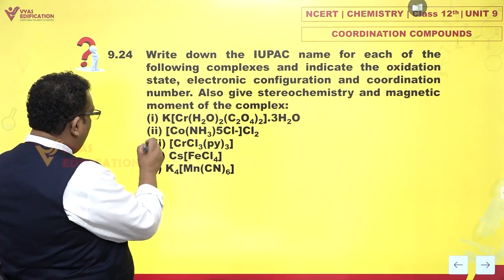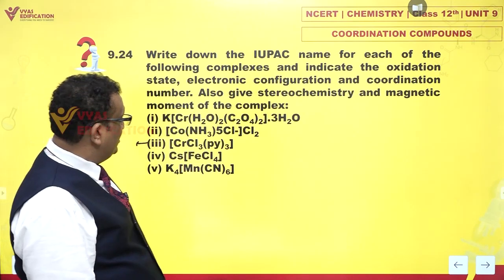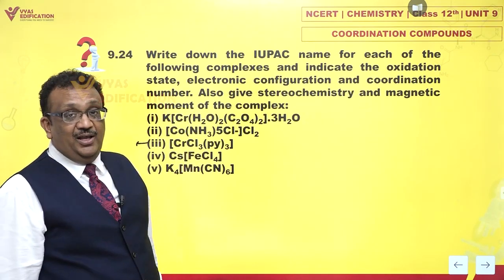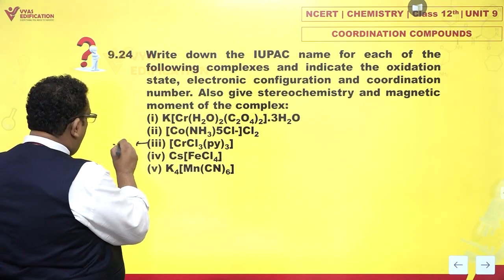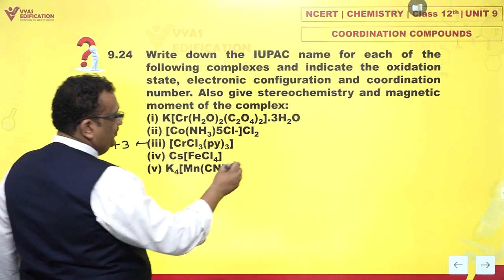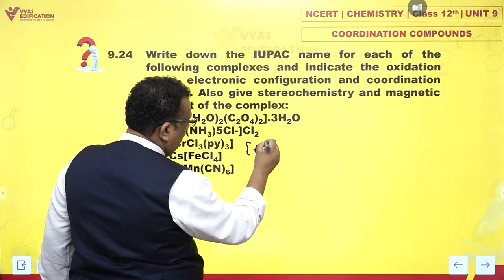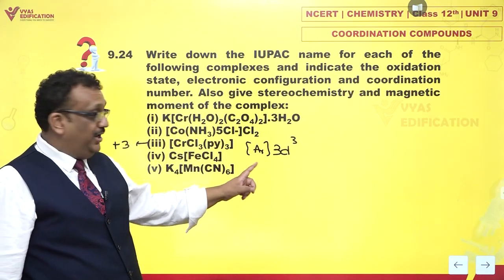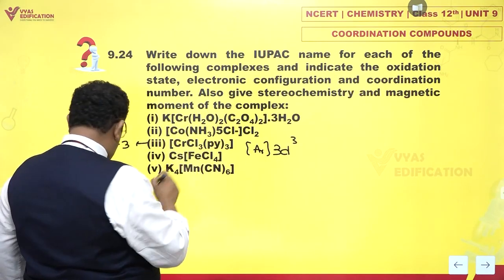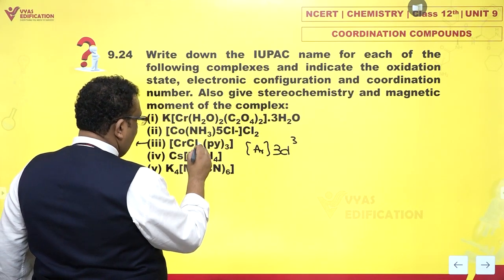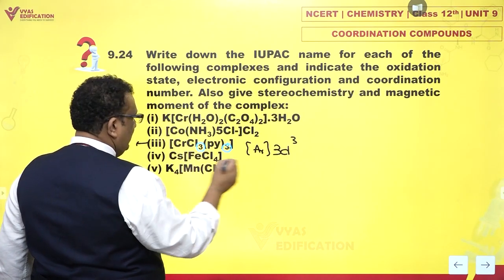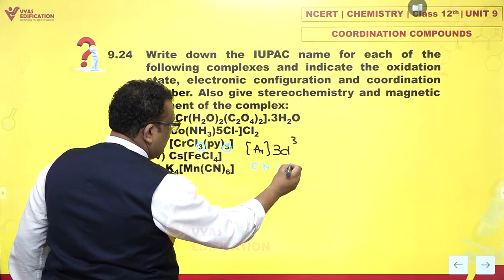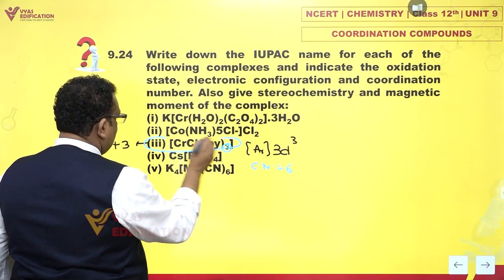Look at the third part now. The third part gets even more interesting. CrCl3(py)3. Oxidation number is plus 3. It is argon 3d3. Okay. Coordination number is 3 plus 3, 6. 3 plus 3, coordination number is 6 for this complex.